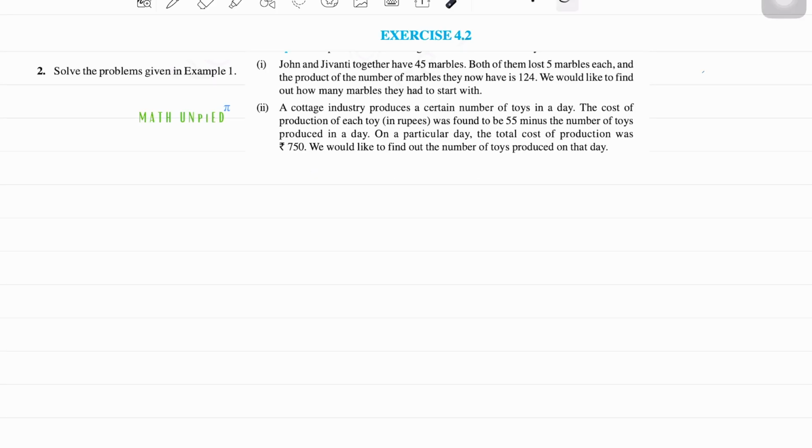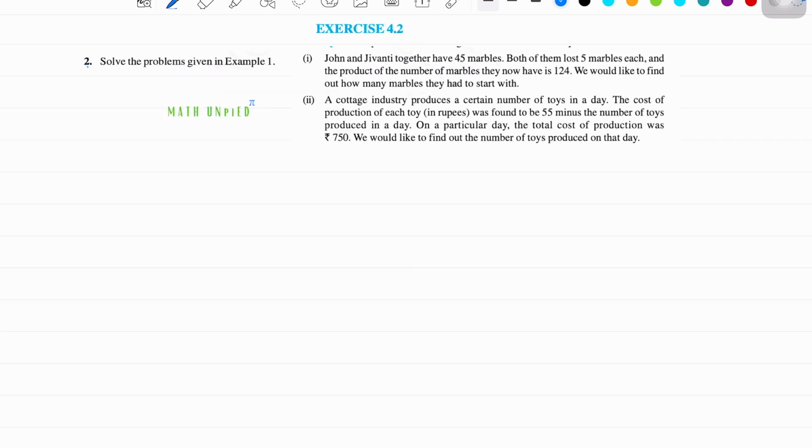Now let's move on to the second problem. It says solve the problems given in example 1, and these are the problems. So we'll do them one by one. So this is the first one. John and Jivanti together have 45 marbles. Both of them lost 5 marbles each, and the product of the number of marbles they now have is 124. We would like to find out how many marbles they had to start with.